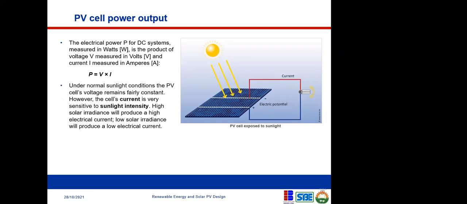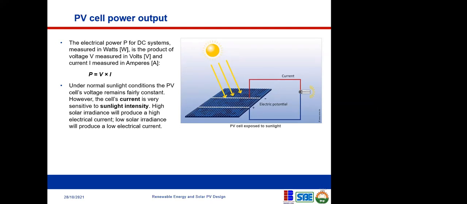So under normal sunlight condition, the PV cell's voltage remains fairly constant. What this is saying is that under normal sunlight condition, the voltage hardly changes. Once the sun comes up till the sun sets, even when there is a shadow or the sun comes down a little bit, the voltage hardly changes.